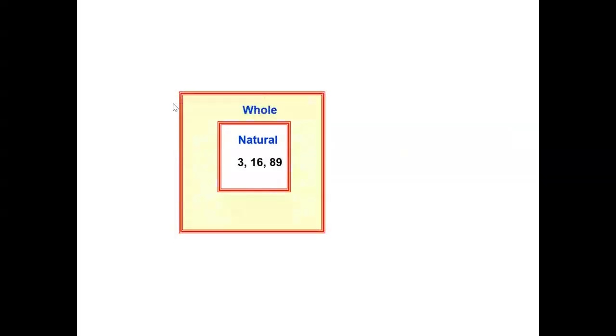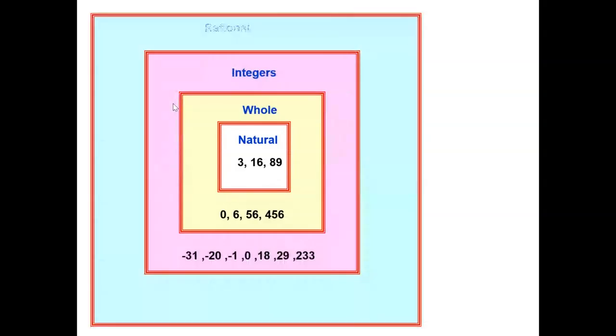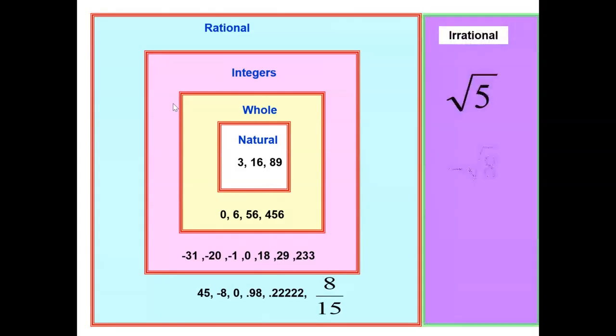Natural numbers are only positive numbers. Whole numbers are 0 and positive numbers. Integers are 0, positive and negative numbers. Rationals are 0, positive, negative numbers, fractions, terminating decimals and repeating decimals. Irrational numbers are square roots which are not perfect squares, or a decimal which doesn't stop and repeat. Every single number that you see here will be real.